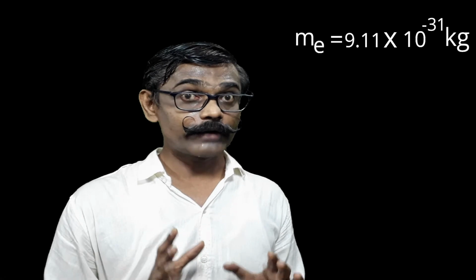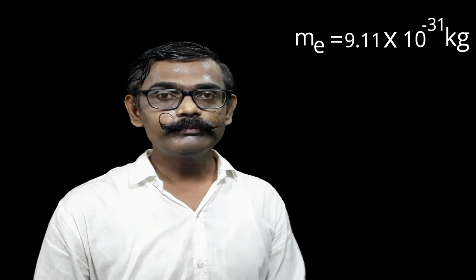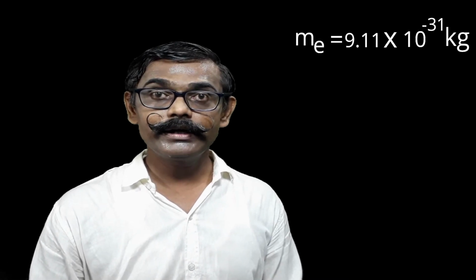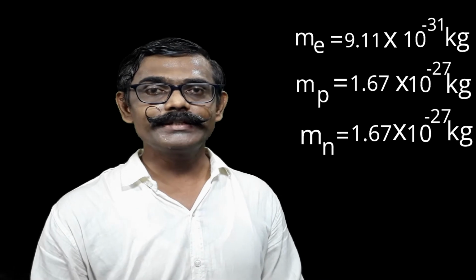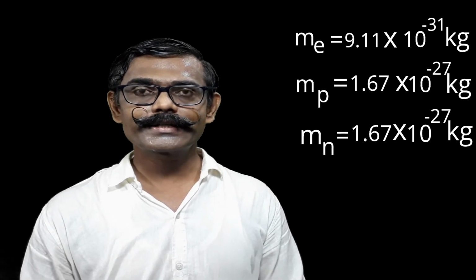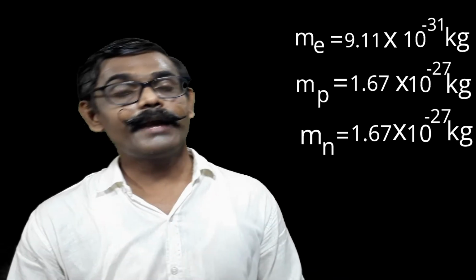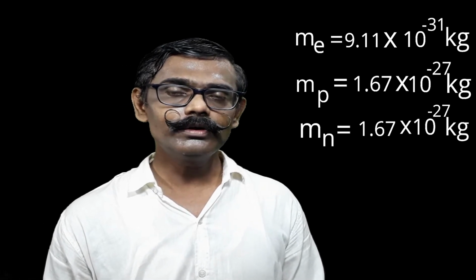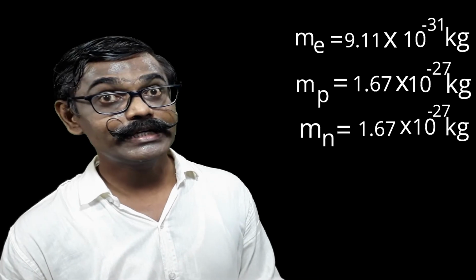Let us know the mass of electron. The rest mass of electron, me, is equal to 9.11 into 10 raised to minus 31 kg. I am talking about SI units. Rest mass of proton, mp, is equal to 1.67 into 10 raised to minus 27 kg. And the mass of neutron is nearly the same: mn is equal to again 1.67 into 10 raised to minus 27 kg.